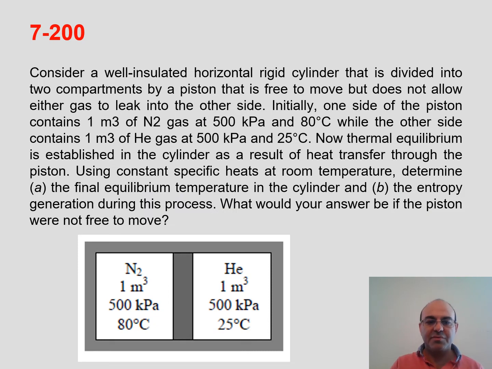This is problem 7200. Consider a well-insulated horizontal rigid cylinder that is divided into two compartments by a piston that is free to move, but does not allow either gas to leak into the other side. So the piston can freely move.